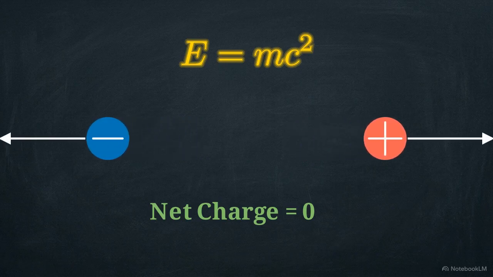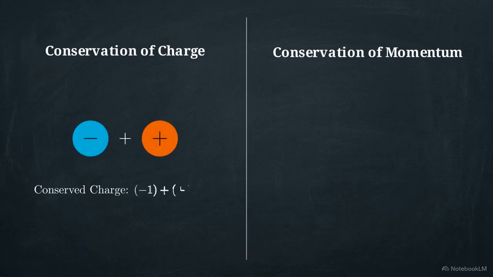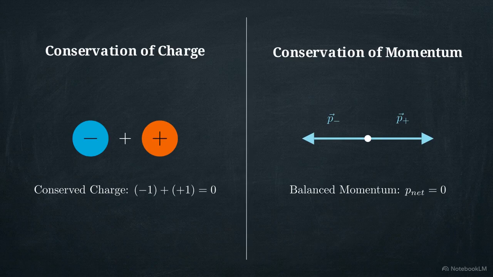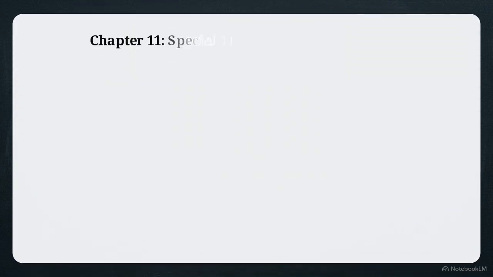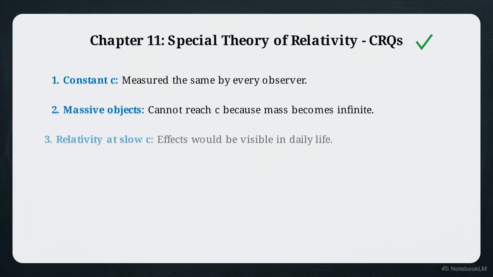To obey the conservation of momentum, these two particles must travel in exact opposite directions, so their momentum vectors cancel out. The universe doesn't balance equations in isolation. Every time energy is converted into mass, the system must simultaneously satisfy the conservation of both charge and momentum. You now have the mathematical proofs required to handle these Chapter 11 questions.